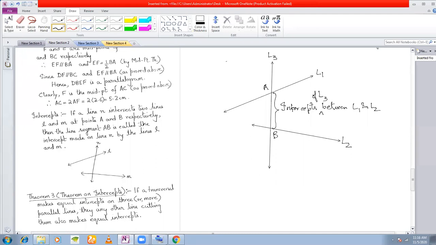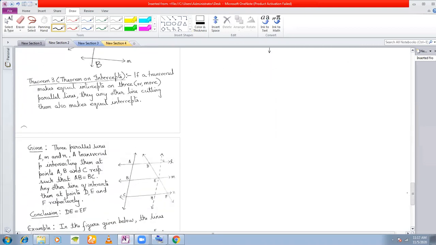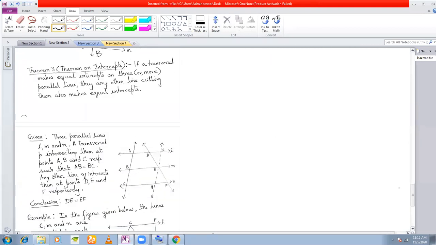Here I have forgotten to label, but this should be A and B. So that is what intercept means. Now, what about the theorem on intercepts? The theorem on intercepts concerns three parallel lines.